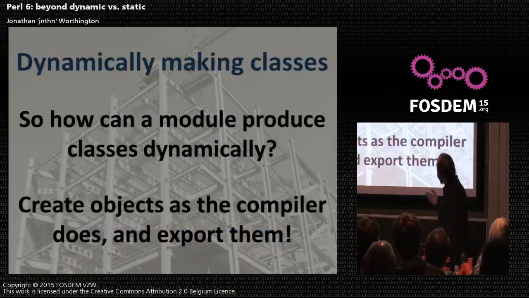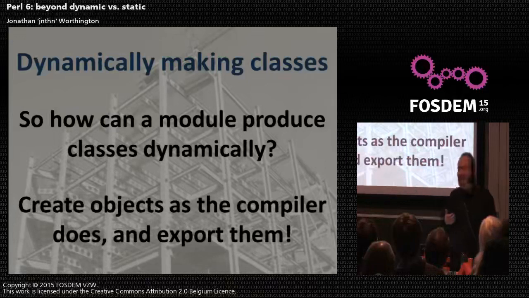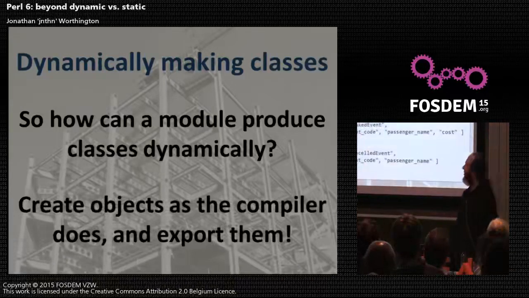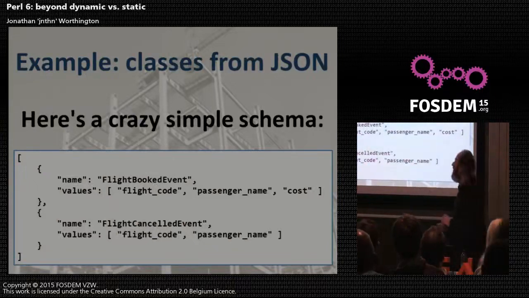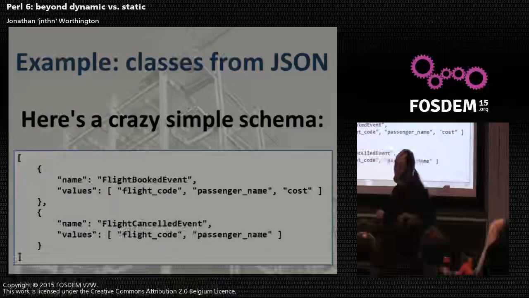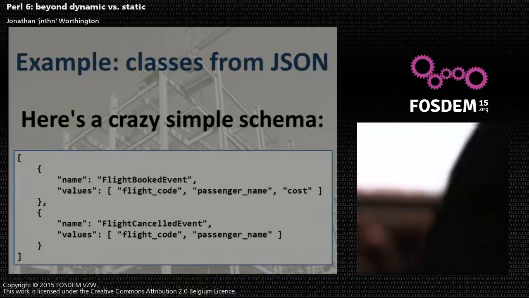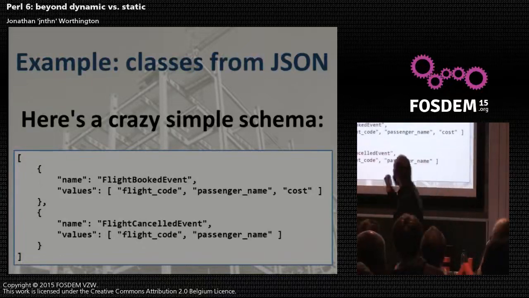Now, how can we write a module that dynamically produces classes? Well, the answer is that we just create the objects as the compiler would, and we export them. So imagine I have a little JSON file here. Maybe this is a very simple schema. We're building some microservice. It ships events all over the place, okay? And we have some schema, and we just want to generate classes for all of these message types. This is oversimplified, but it keeps my example nice and simple for now.